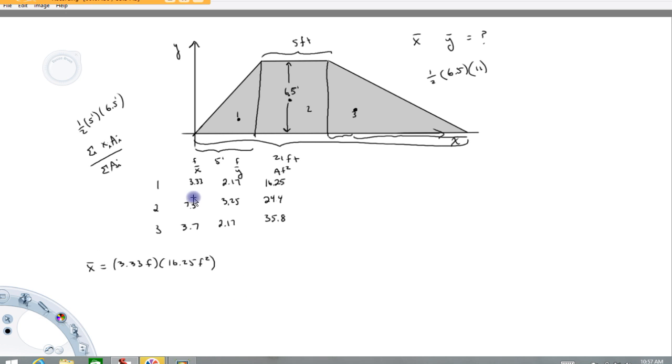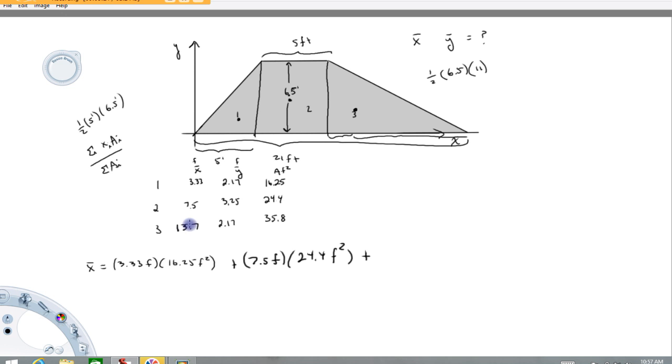All right. So this was x bar for rectangle 1 times its area, plus x bar for the second geometry, 7.5 feet, times the area, 24.4 square feet, plus x bar for the third geometry. Whoops. Some of you probably already thought this was going to happen, but this 3.7 feet, I believe, was this distance right here. We still need to add 10 to that, so this actually was 13.7 feet for x bar there. I'd like to say I didn't miss that, but I did.